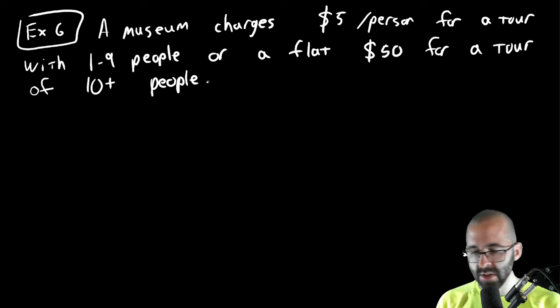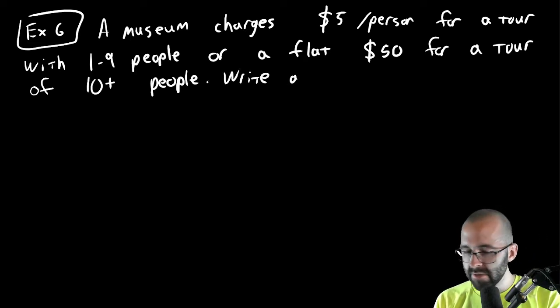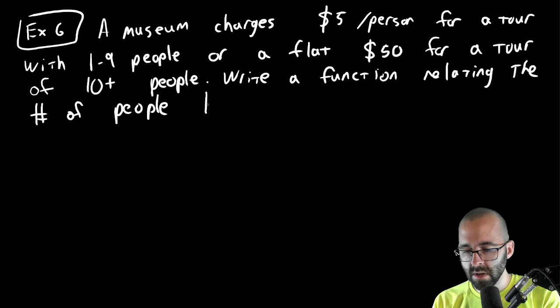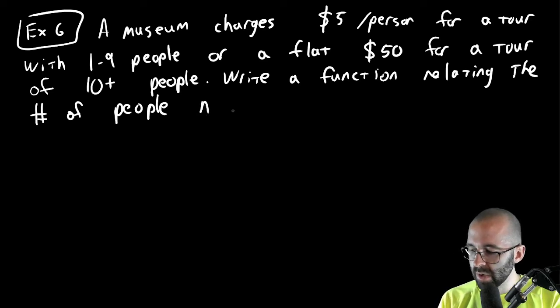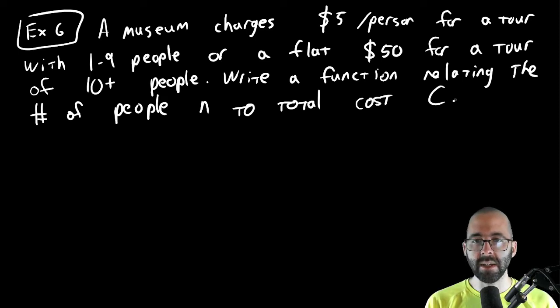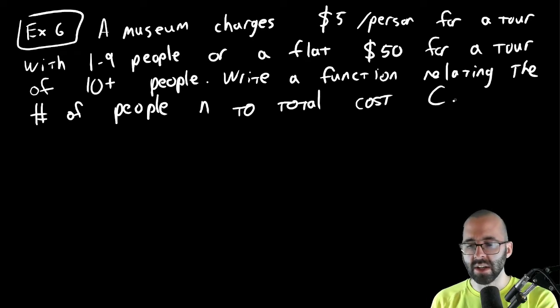All right. The question is, write a function relating the number of people n who want a tour to the total cost, capital C. So we need a piecewise function here. And the reason why we need a piecewise function is there are different rules. Different rules apply depending on the situation. It's either $5 per person or $50 total. And so that's how we're going to start right here.